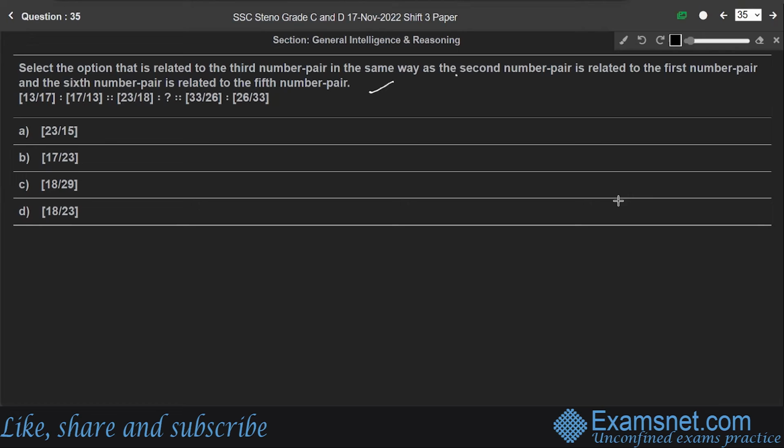Question 35. Select the option that is related to the third number pair in the same way as the second number pair is related to the first number pair and the sixth number pair is related to the fifth number pair. Here the first 2 number pairs are related as 13 by 17 is related to 17 by 13. That means numerator and denominator are interchanged, right? So just interchange numerator and denominator.